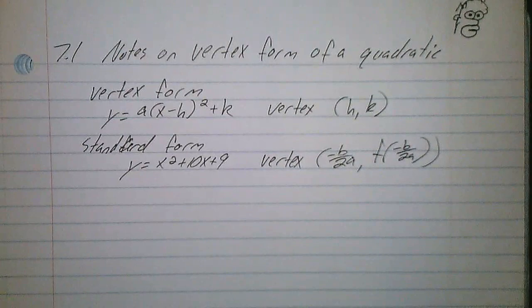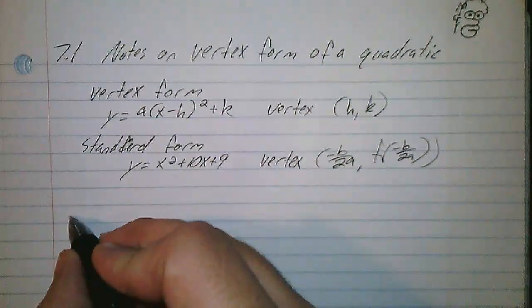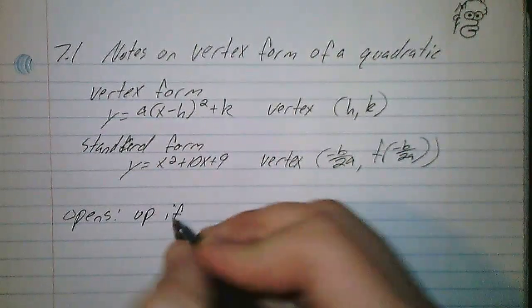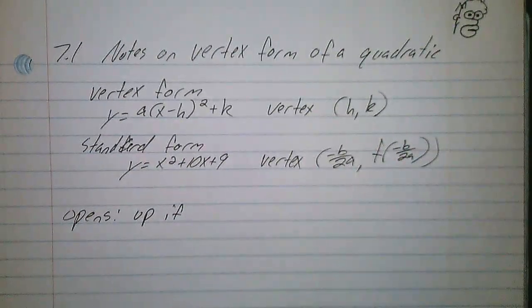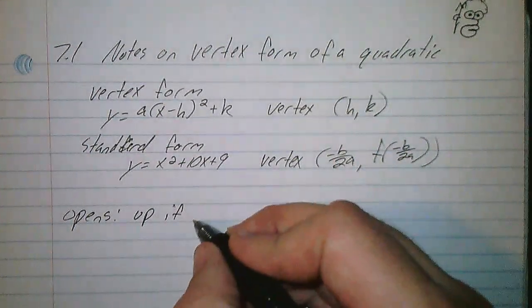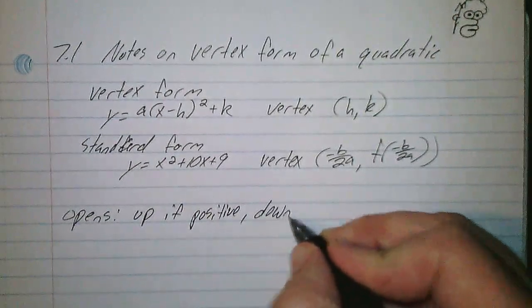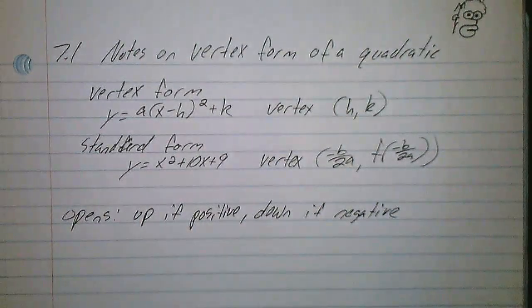A couple other general things to talk about. The graph, how it opens. Up if the leading coefficient is positive, down if negative. And we'll talk about what that actually looks like.